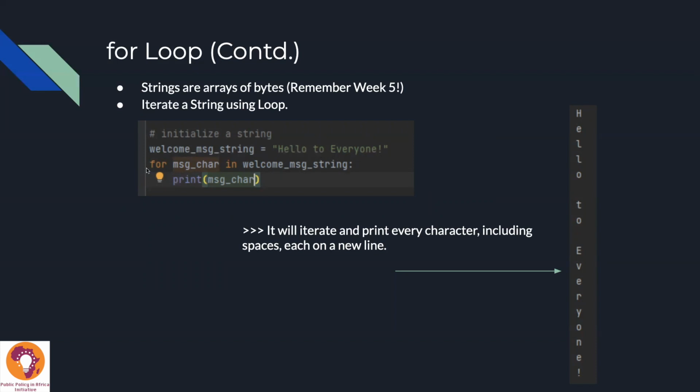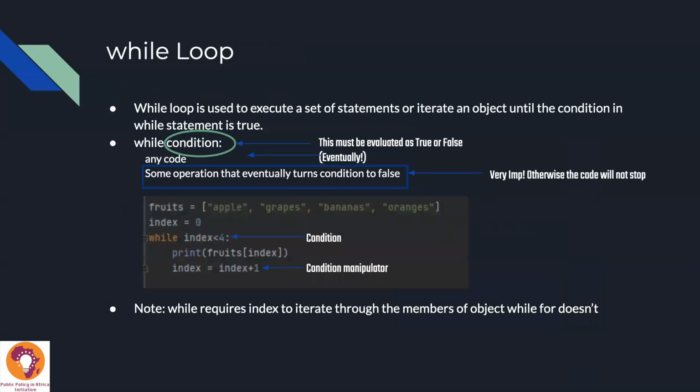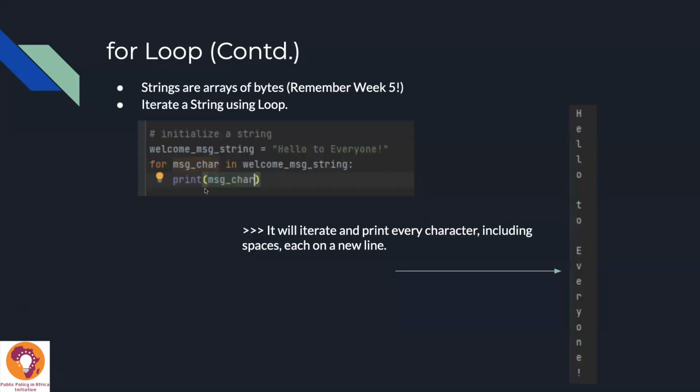Then what we're going to do here is iterate over, basically this is like for each message character in welcome message string, do something. And in the code that's going to execute as part of the for loop, we're just going to print the message character. So this will iterate and print every character, including the spaces, each on a new line.